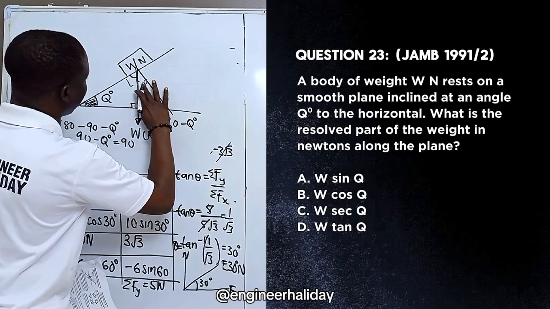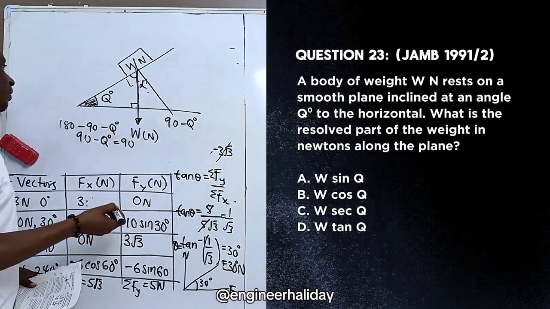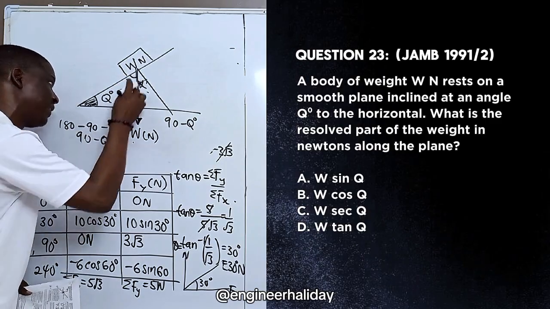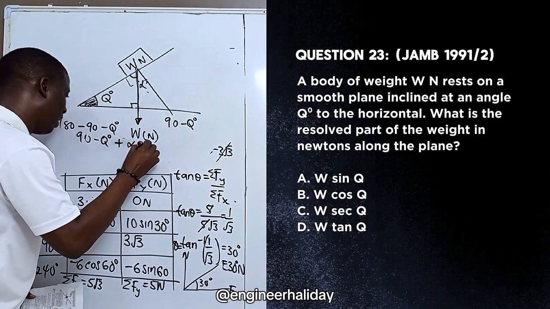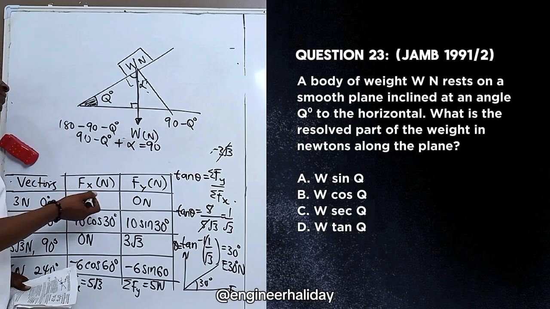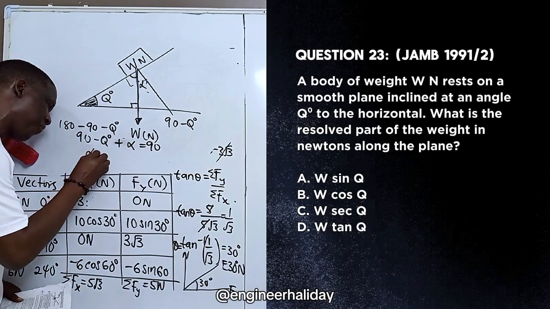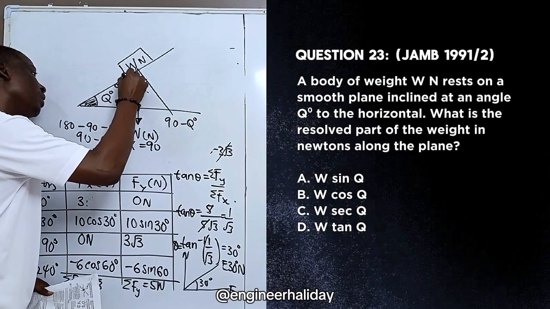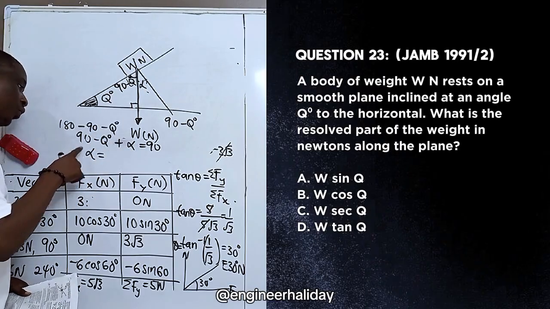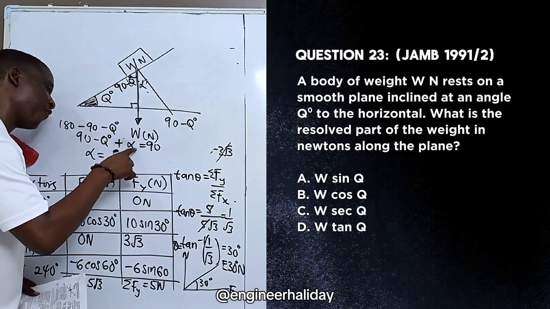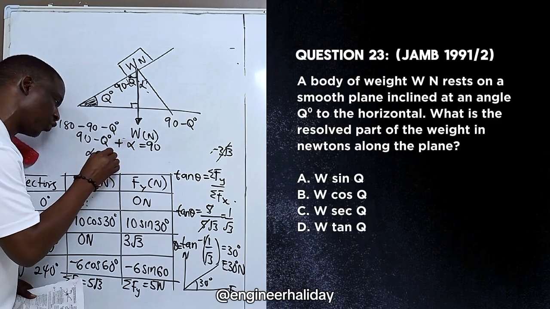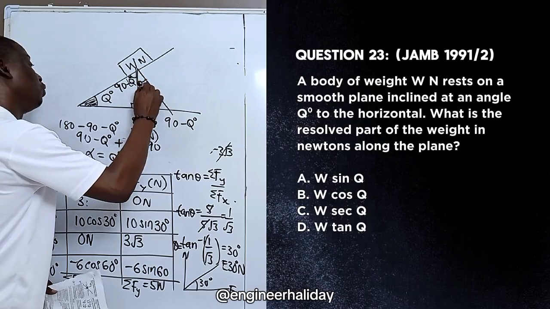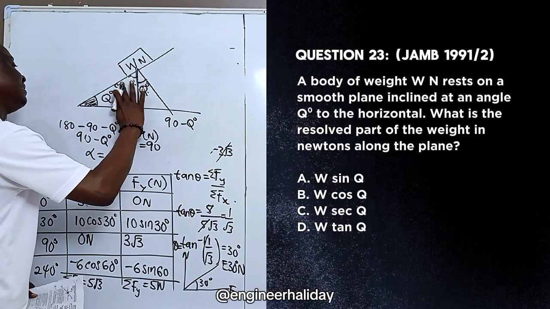That means if I make here alpha, for instance, and here is 90 minus alpha, so this angle plus alpha should be equal to 90. If you make alpha the subject of the formula, here is 90 minus Q degree. So 90 minus Q degree plus alpha equals 90. So alpha will now be equal to what? Q degree. So let's clean this part.